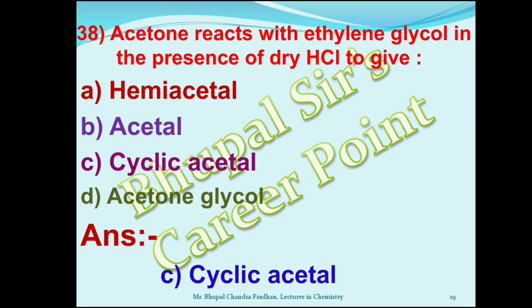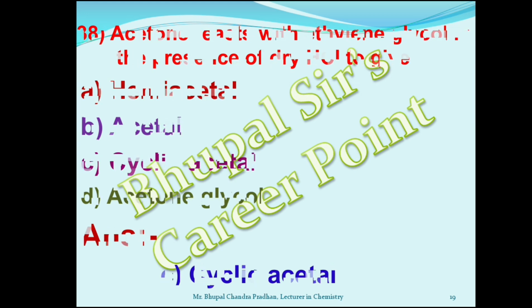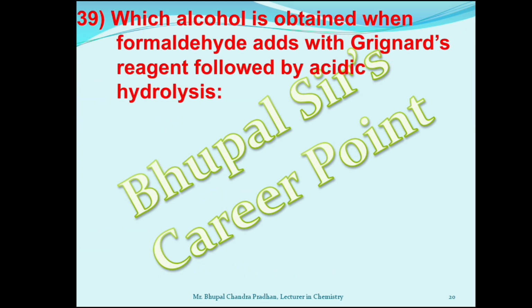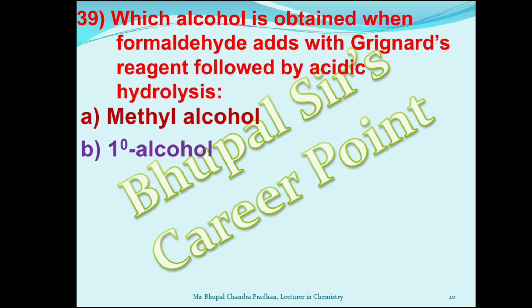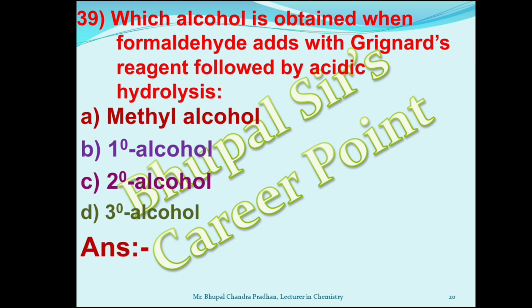Now let us come for the next question of the session, that is question number 39. Which alcohol is obtained when formaldehyde adds with Grignard's reagent followed by acidic hydrolysis? Option A, methyl alcohol. Option B, primary alcohol. Option C, secondary alcohol. Option D, tertiary alcohol. The students try to give the correct answer.